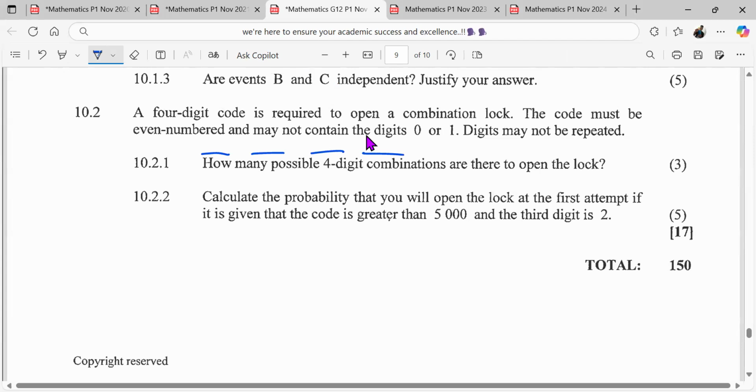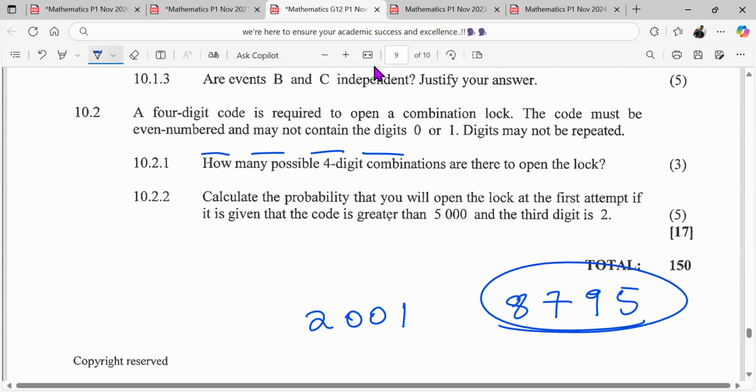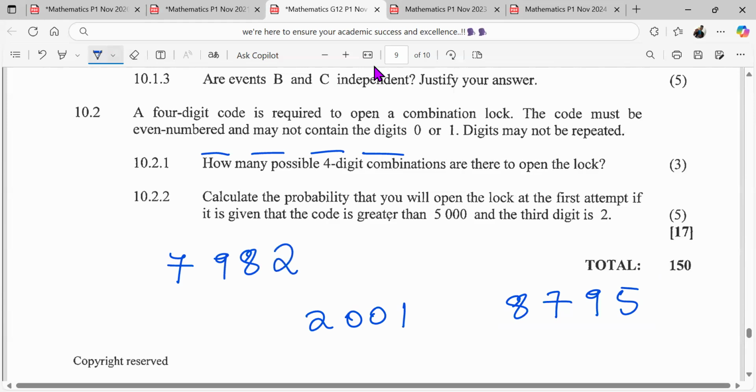Good. But now they say to us the code must be even numbered. For instance, if I decide to say the PIN that opens my phone is 2001, is this an even numbered PIN? No, it's not. It's an odd number because the last digit is odd. What about if I say my PIN is 87, maybe let's say 91, or even a 3 here. Or maybe let's make it interesting and say 5. Is this an even number? And the answer is no, it's not. But what if I choose to say my PIN is going to be 7, 9, and let's say 8, 2. Is it even now? And the answer is yes.